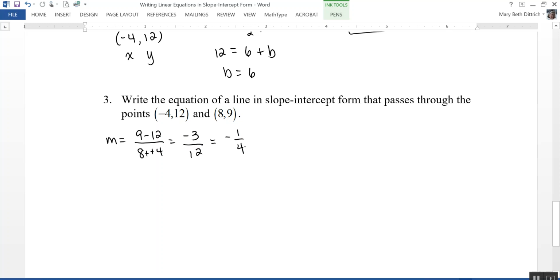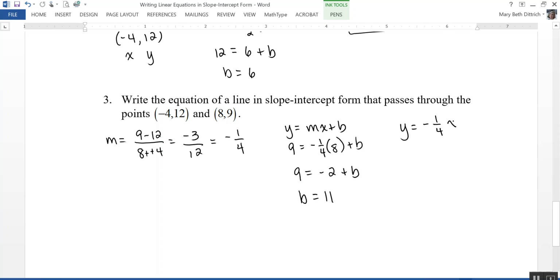And then I can use either point. I think I'll go ahead and use this one here. And plugging that into y equals mx plus b, I have 9 equals negative 1/4 times 8 plus b, or 9 equals negative 2 plus b, and adding 2 to both sides, b is equal to 11. So my equation is going to be y equals negative 1/4 x plus 11.